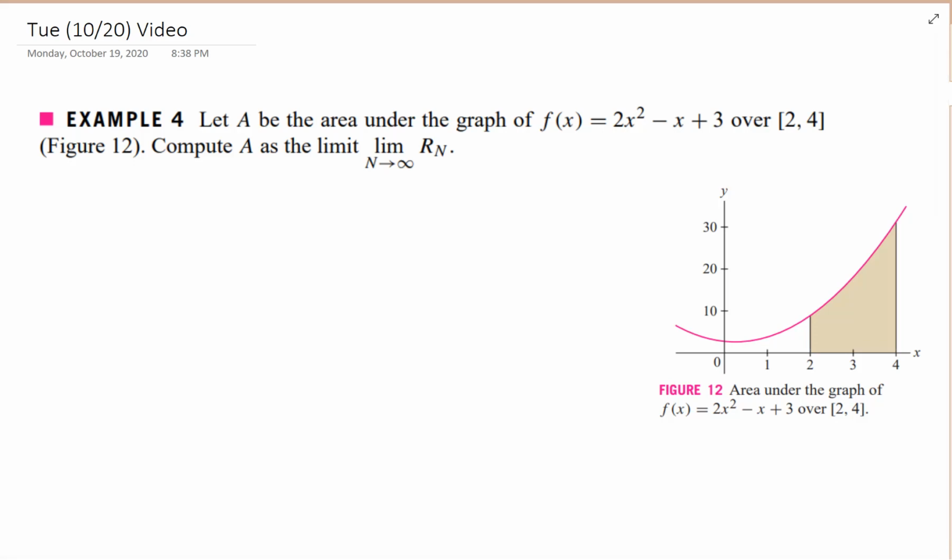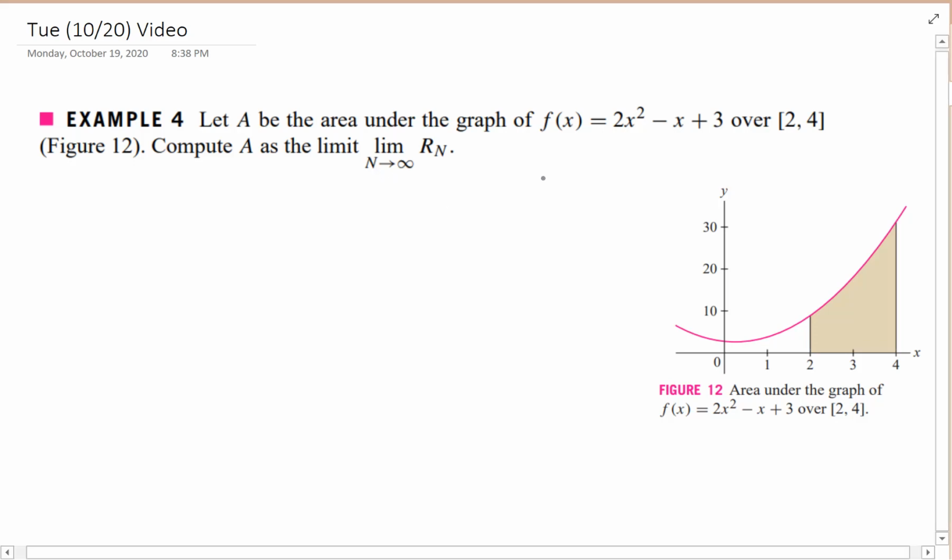In example 4, let A be the area under the graph of f of x over 2 to 4. Compute A, the area, as the limit as n approaches infinity of the sum r sub n.